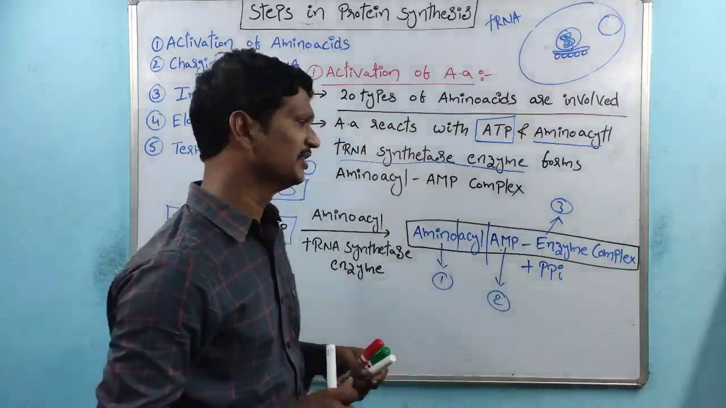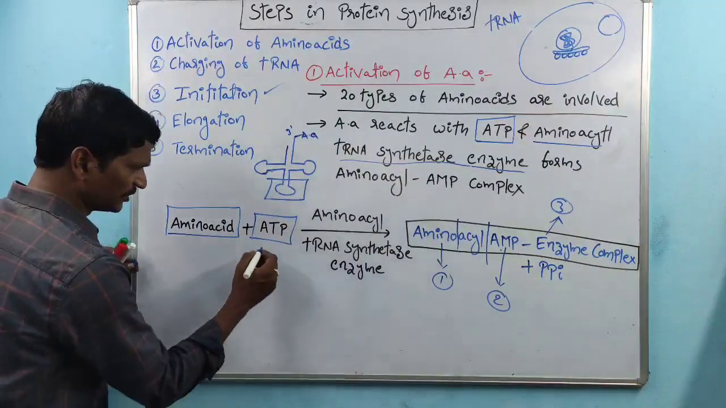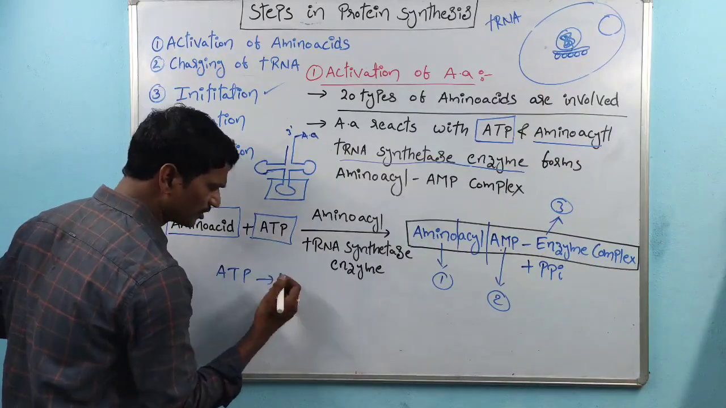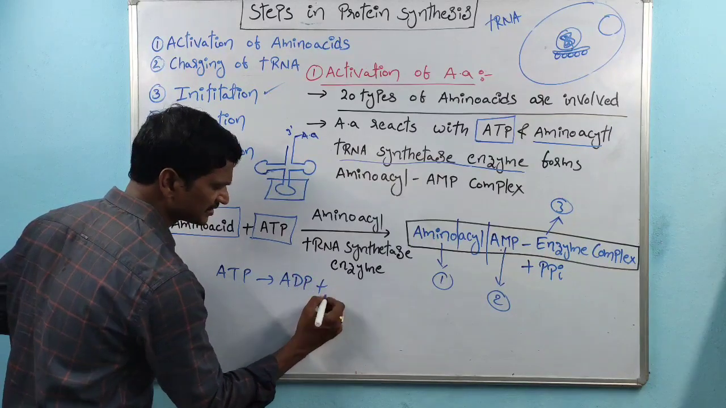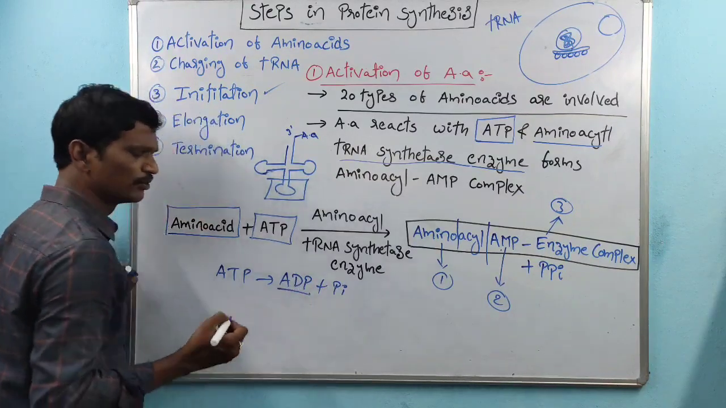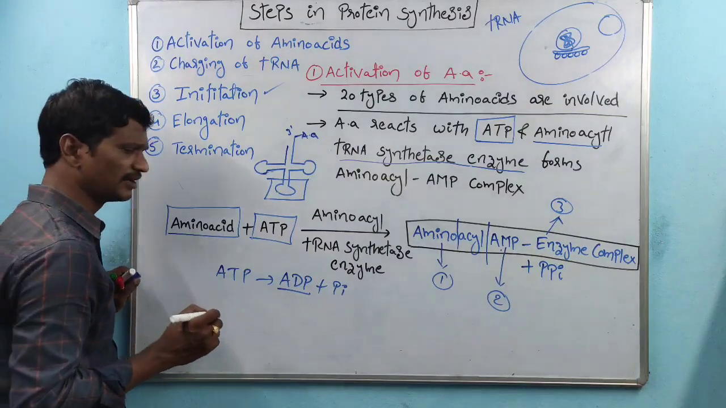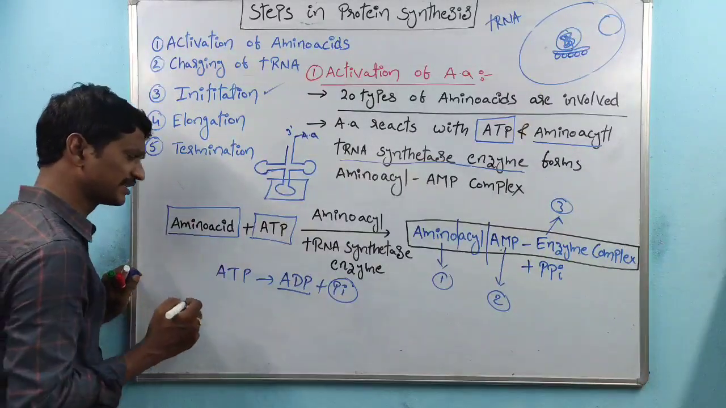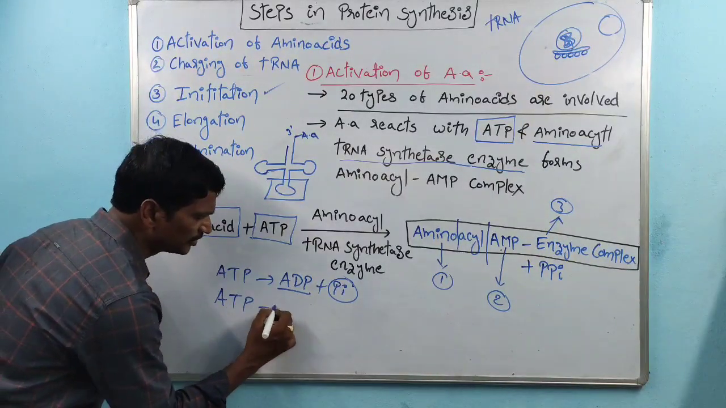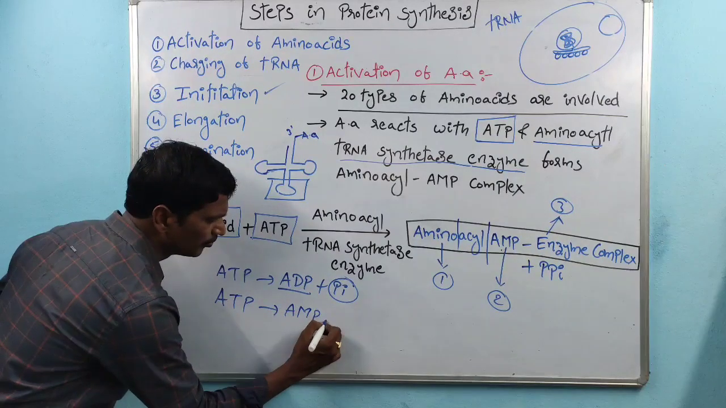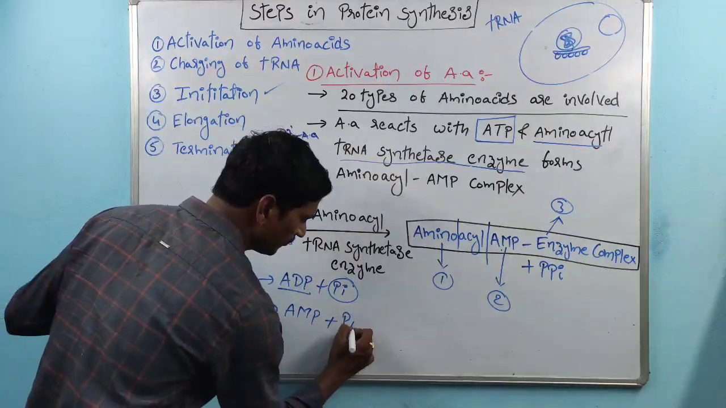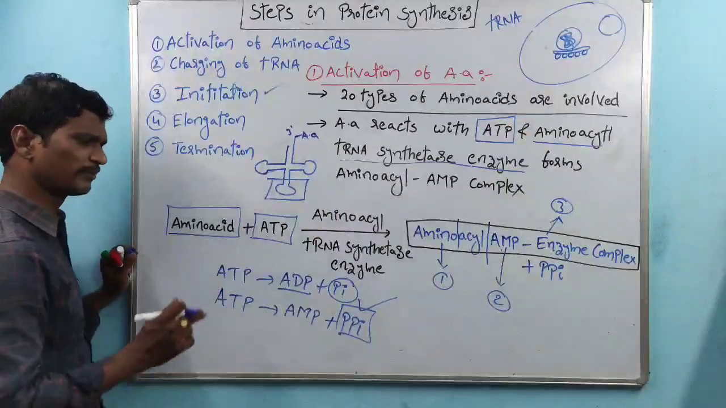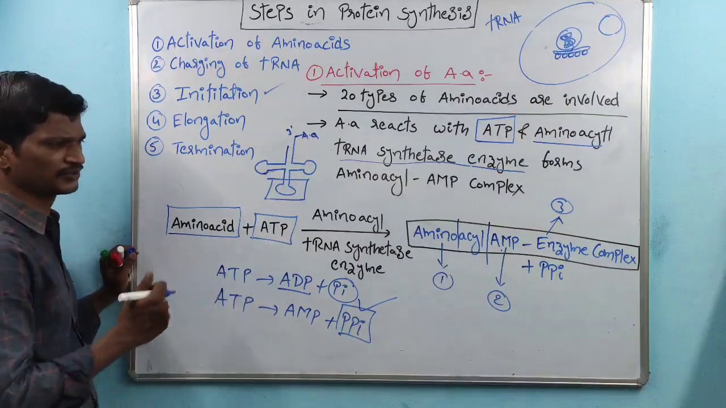Generally, we know ATP is hydrolyzed or broken down into ADP plus Pi. This is adenosine diphosphate, and this is the inorganic phosphate. But here ATP breaks down into AMP, adenosine monophosphate, plus pyrophosphate. This pyrophosphate is also very important. I will explain why this one is important.